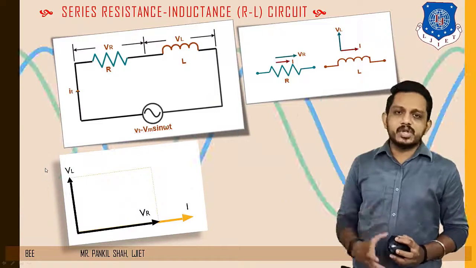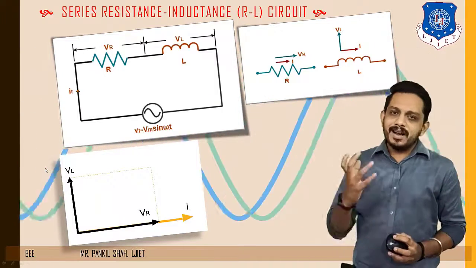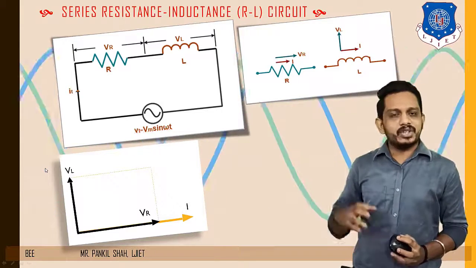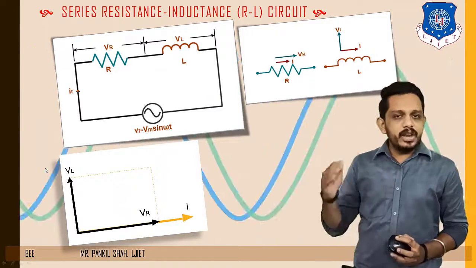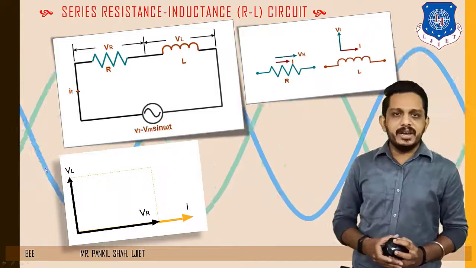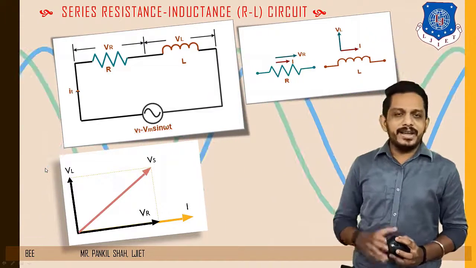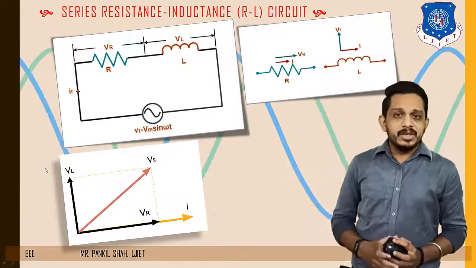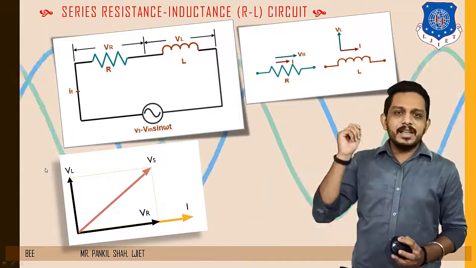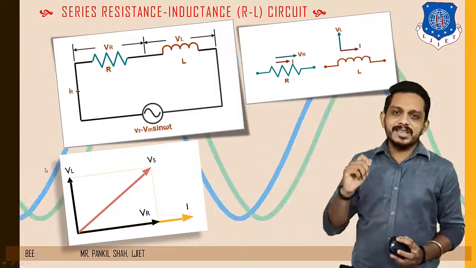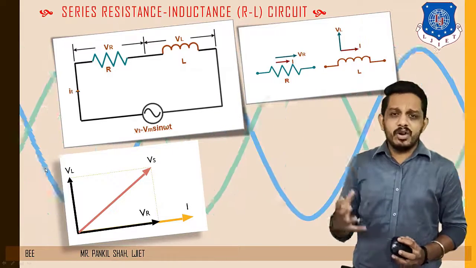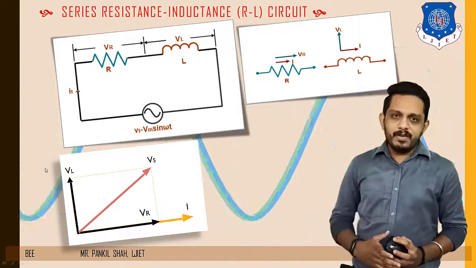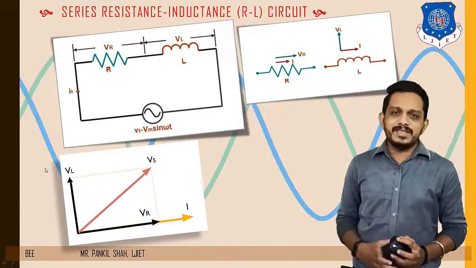To add these two quantities, we are using the concept of vector addition. You have seen the concept of vector addition in previous videos. If we make one triangle, the diagonal of that triangle will represent the vector addition of these two vectors. So this diagonal is the magnitude V, and this is nothing but the resultant voltage, or you can say the applied voltage.